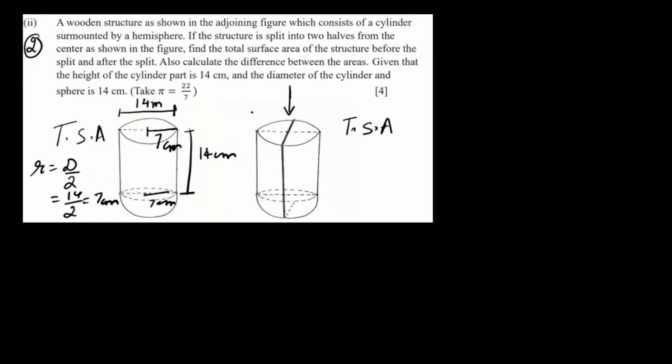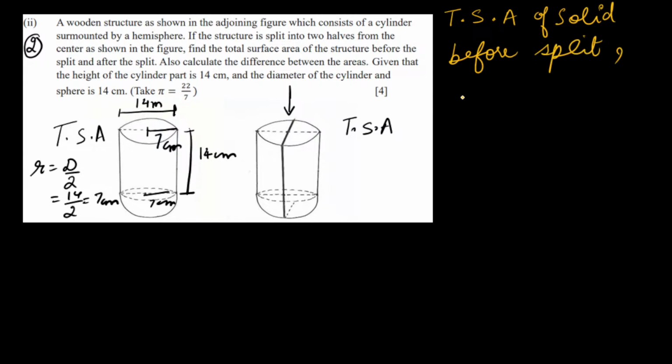Now let's find, first of all, this is the initial thing. I have to find the first total surface area. In the first total surface area, I'll write: total surface area of solid before split. So what will be the total surface area before split, like before breaking down? Before split means the first figure's surface area.